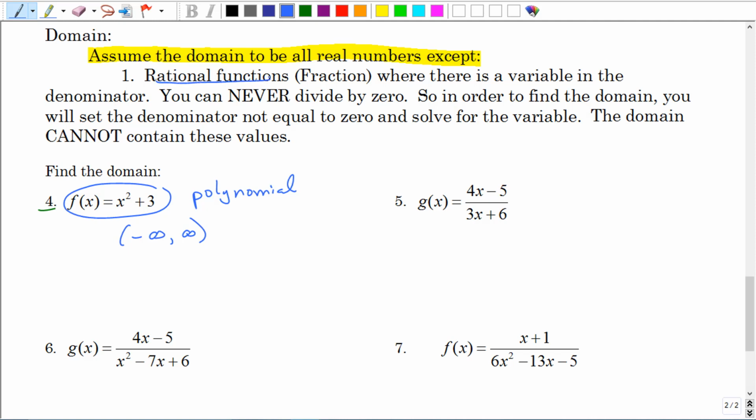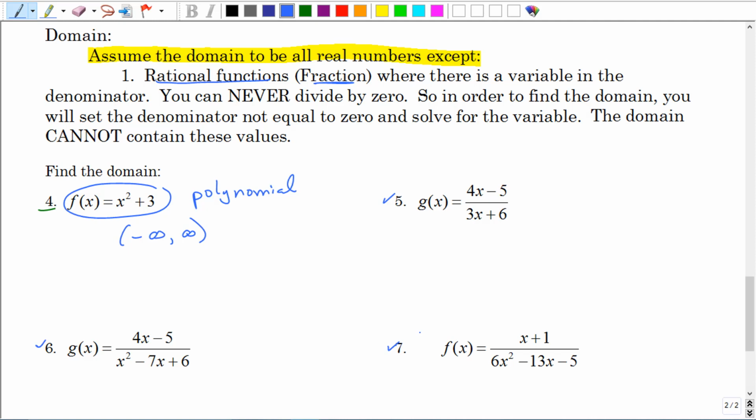A rational function, which means a fraction, where there is a variable in the denominator. So like numbers 5 and 6 and 7. We can never divide by 0. You can pick up the fanciest calculator and try to divide by 0, and it's going to tell you error.